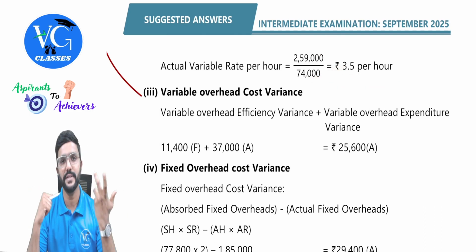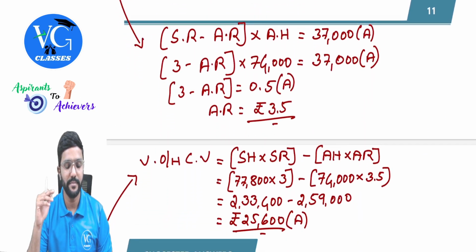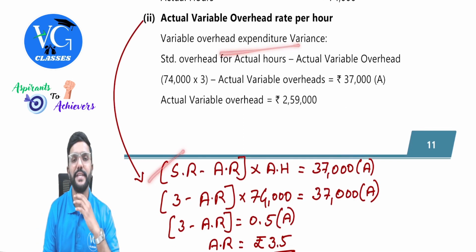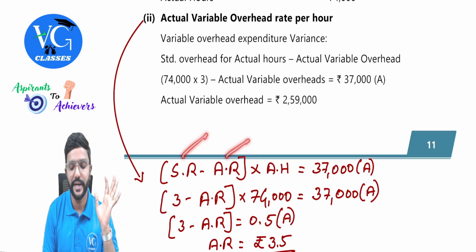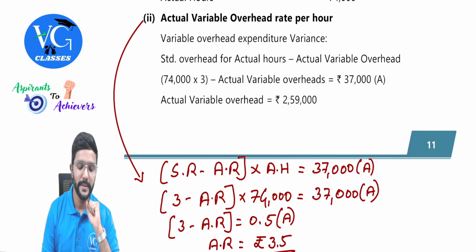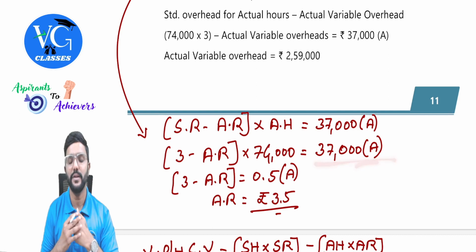If you are comfortable doing it like this, you can do. If not, as usual, apply our formula also. You will get the same. I have shown it here. What is the formula for expenditure variance? Very similar to labor rate variance: standard rate minus actual rate into actual hours. Correct? That is equal to 37,000 adverse. They have given it in the question. Standard rate we know, 3 rupees. Actual rate we don't know, we will keep it as it is, into actual hours 74,000 is equal to 37,000 adverse.